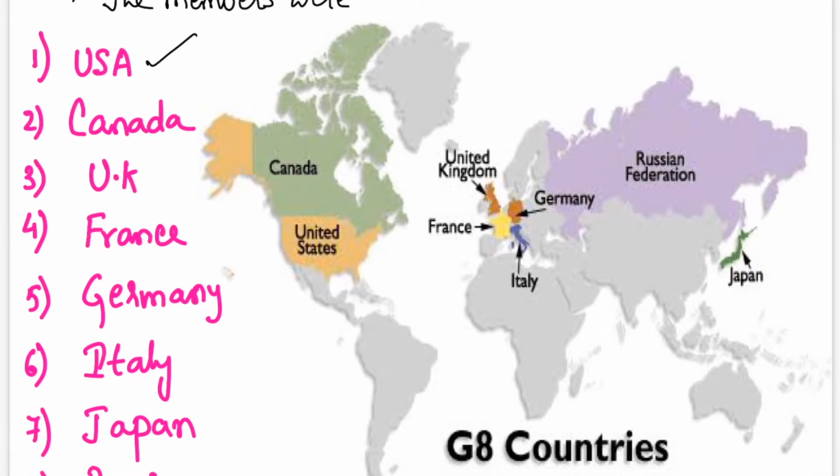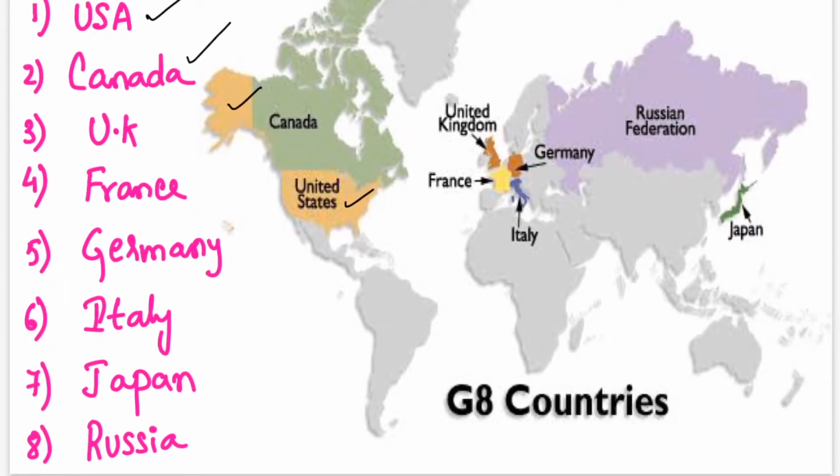You can see USA, this is USA in the map, and then we have Canada, this green color is the portion of Canada in North America. Then you have UK, then France, then Germany, then Italy, and then we have Russia, and Japan. So these are the 8 members. Russia is now not a member, so we are left with 7.